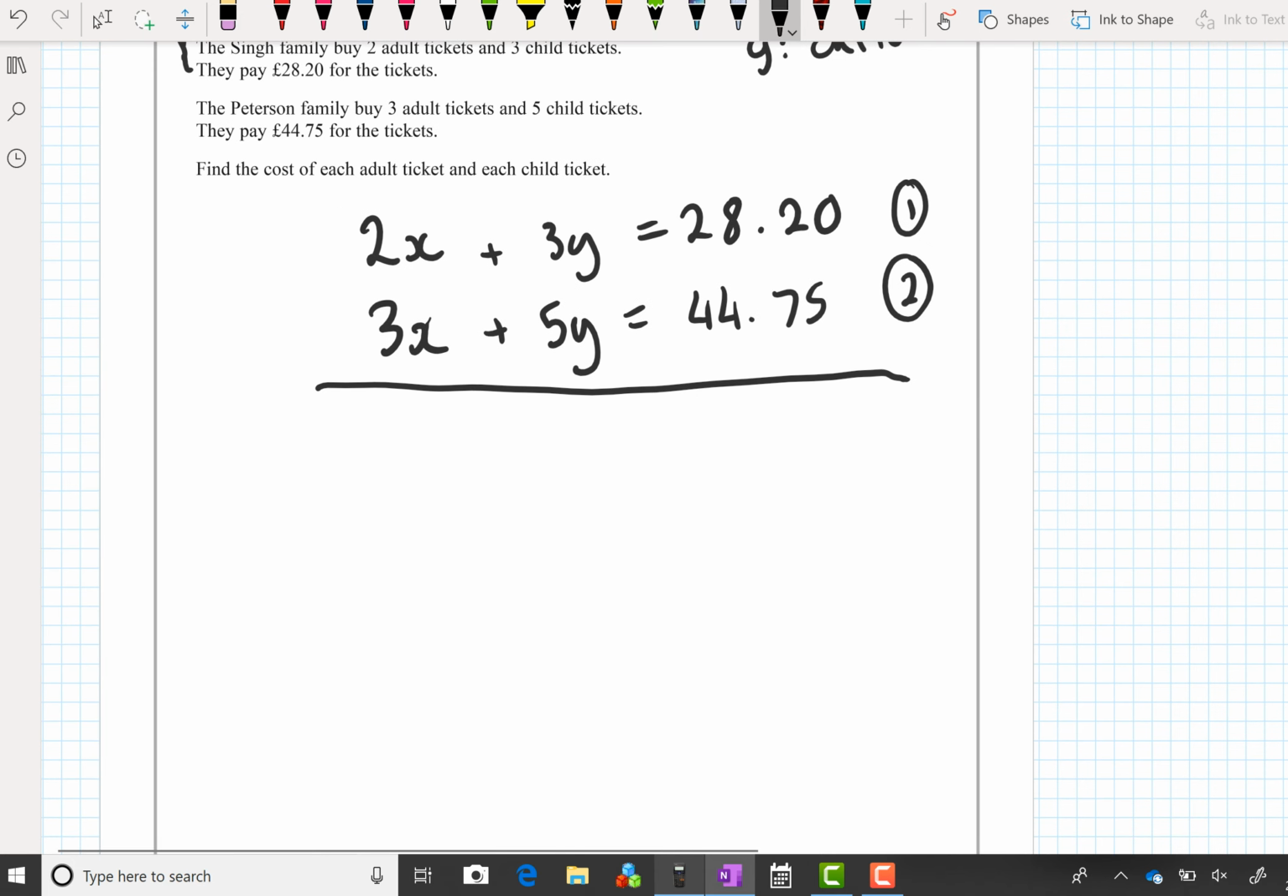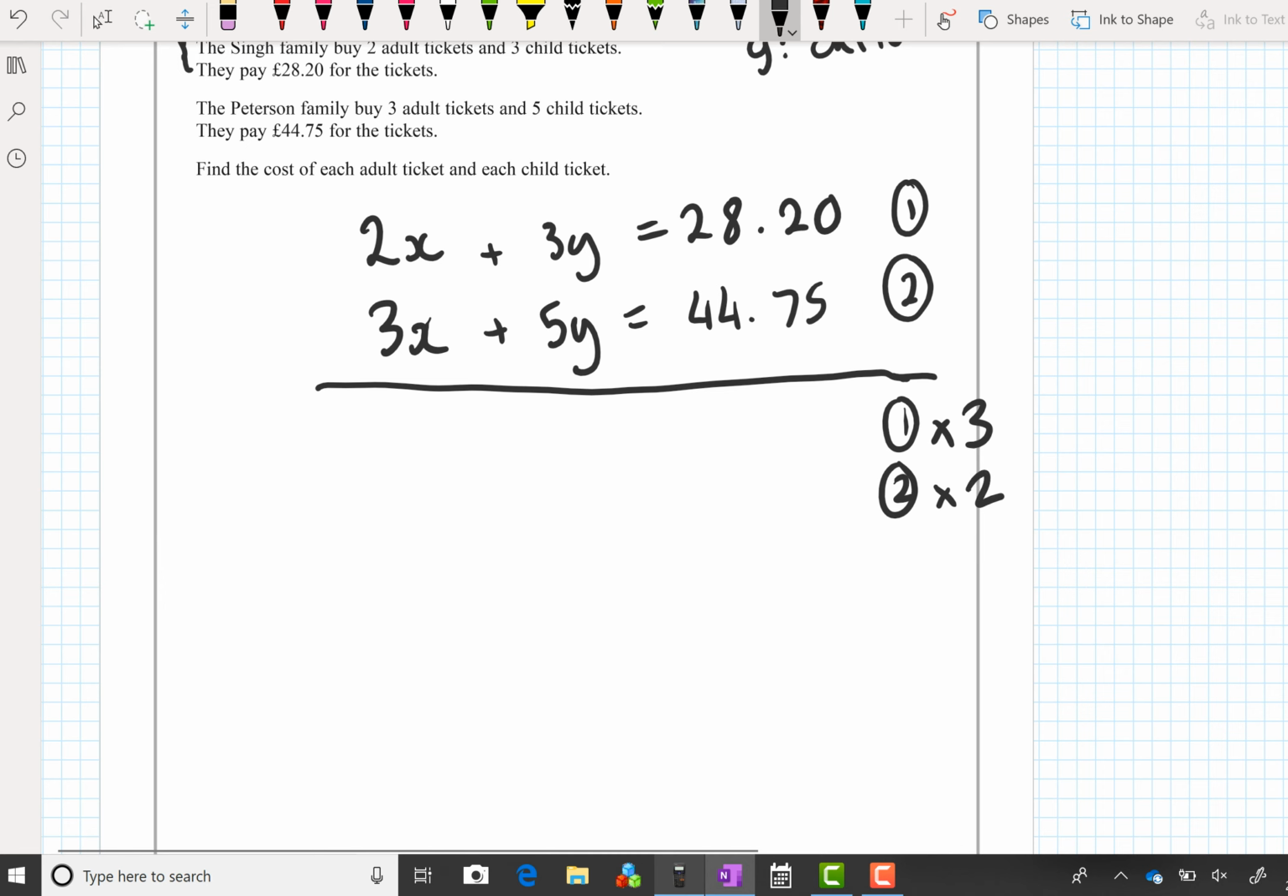The way you could do this, if you are to multiply the first equation by the second equation's leading coefficient, which is 3, i.e. equation 1 multiplied by 3 all the way across, and equation 2 multiplied by 2 all the way across. This should create a common coefficient. Coefficient is a number in front of x, or number in front of a letter. 6, which is 2 times 3, and 3 times 2.